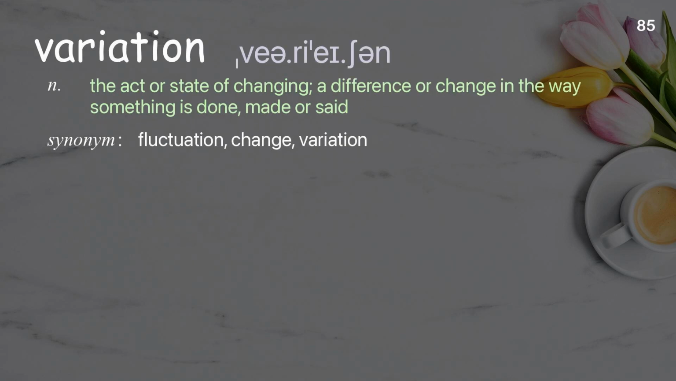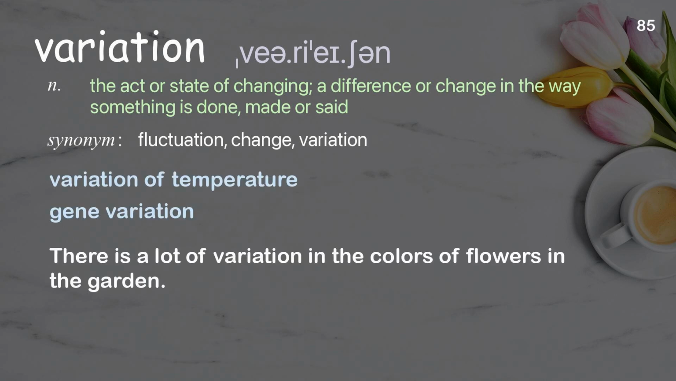Variation. The act or state of changing, a difference or change in the way something is done, made, or said. Examples: variation of temperature. Gene variation. There is a lot of variation in the colors of flowers in the garden.